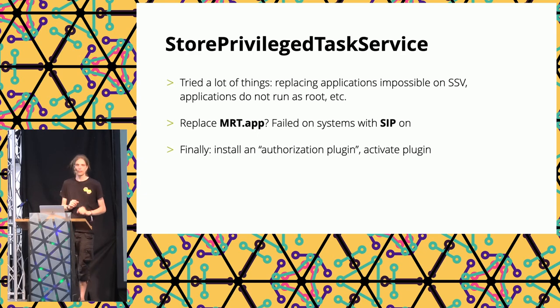Then at some point I found something that I thought could work. I could overwrite mrt.app. This is the malware removal tool, an application running on macOS that can be used to delete malware from your computer. And it can be updated independently of the rest of the system, which means it's not on the system volume. But I developed this exploit, I sent it to Apple, and then they asked me, well, does it also work if you have SIP on? And then it turned out that in the virtual machine I was using, I had turned off SIP to debug something, and it wouldn't work on a system with SIP on, so I had to start looking again. But then finally, after a while, I found that I could create a new authorization plugin and then auto-activate that, and that would give me root privileges.